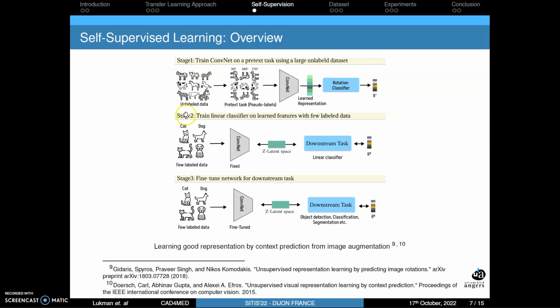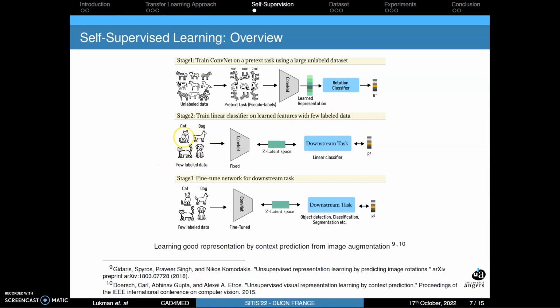need of annotating the large data set, and this is followed by a pretext task which earns us the pseudo labels, in this case angle rotation, and we train this via a convolutional neural network to be able to learn the representation in this. And of course this is done by passing it through a rotation classifier as demonstrated in this case.